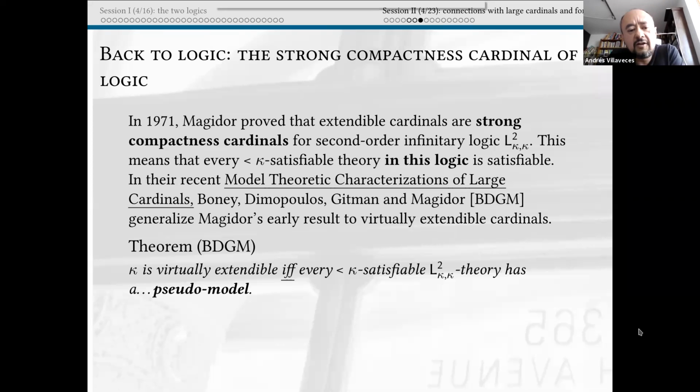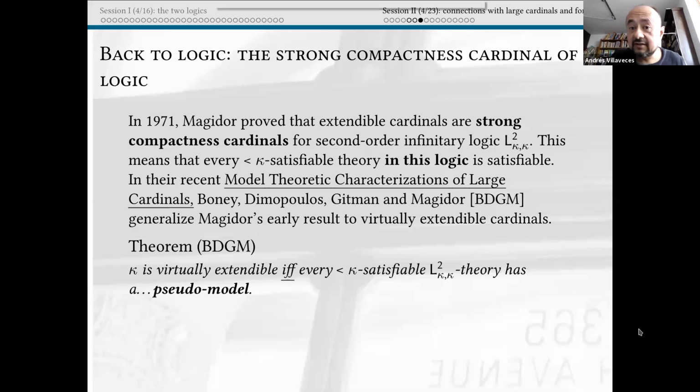So they first of all generalize Magidor's early result to virtually extendable cardinals. So now you have much smaller cardinals, but there is a virtual thing. So what is going on? Before, we had that the extendable cardinals were the strong compactness cardinals for some logic, L2 kappa kappa. Now we want to change the cardinality, so we have to go down. Of course, we cannot expect them to be strong compactness cardinals, but maybe they still capture some form of compactness that is still there.